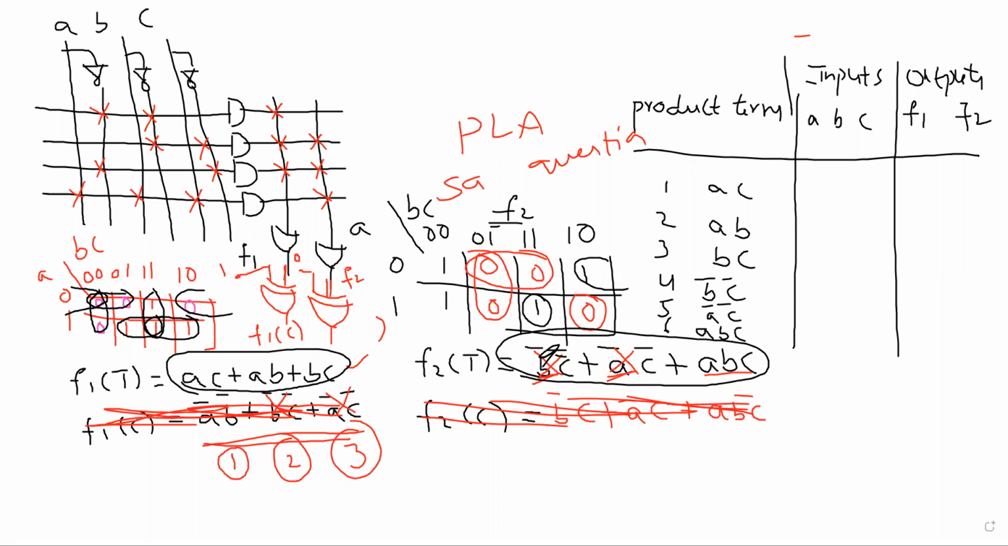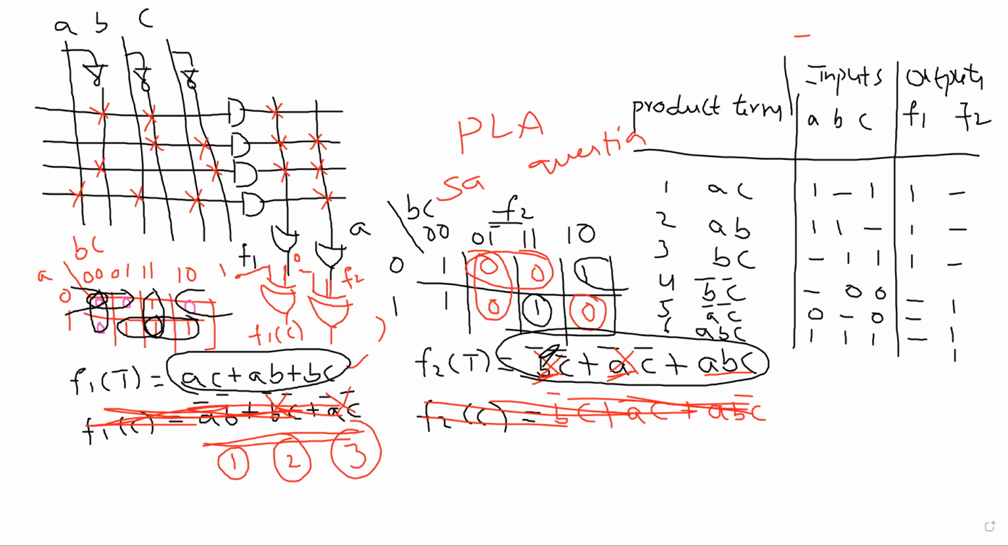If you observe how I am going to fill this, AC, AB, BC are used, and B bar C bar, A bar C bar, ABC. Now in F1, what is present? The first 3 are present in F1, the remaining 3 are not present in F1. In F2 the first 3 are not present, the remaining 3 are present in F2.